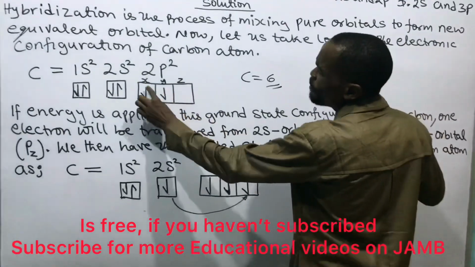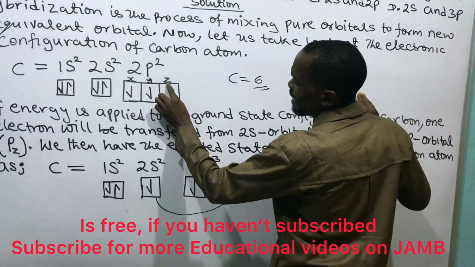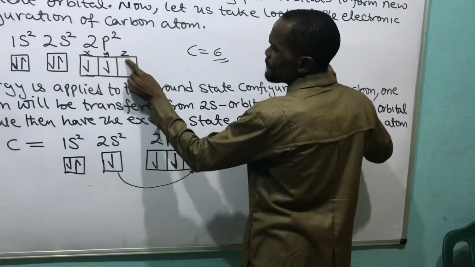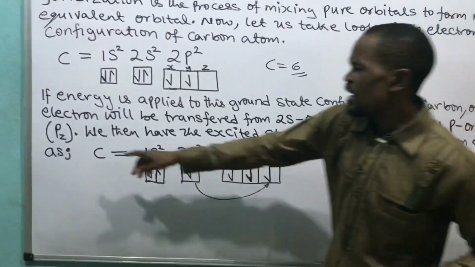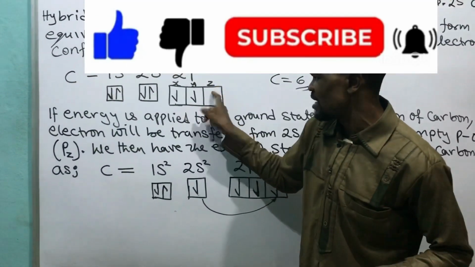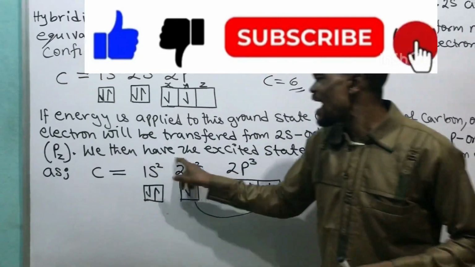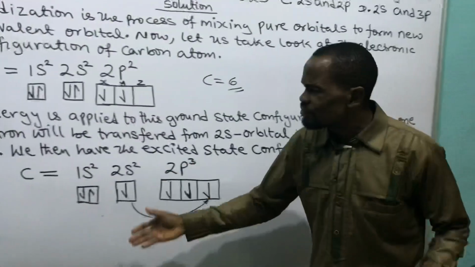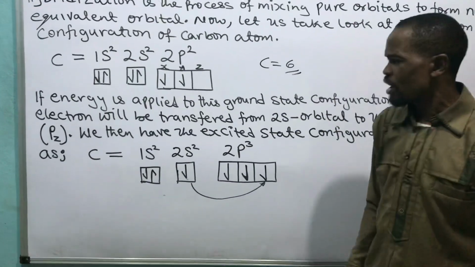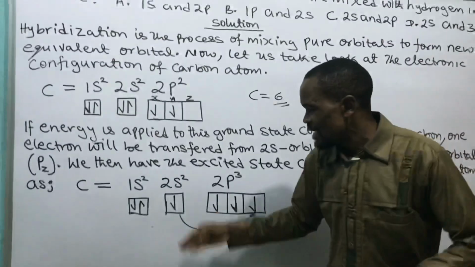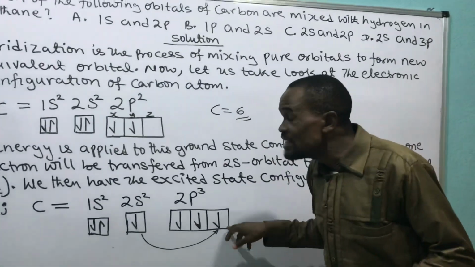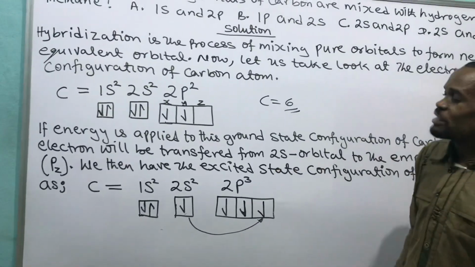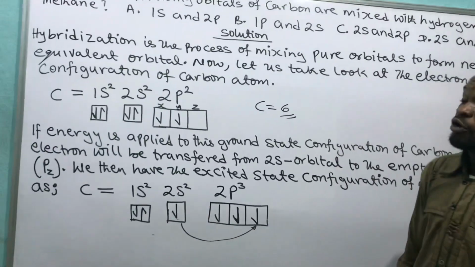And inside this p orbital we have x, y, z, which means px, py, and pz. Look at it, this is pz. Then we have the excited state configuration of the carbon atom. This electron had been excited, and it ran to complete the open box and enters here. That is what we call the excited state of the carbon atom.